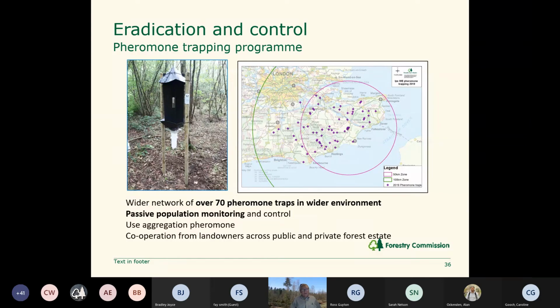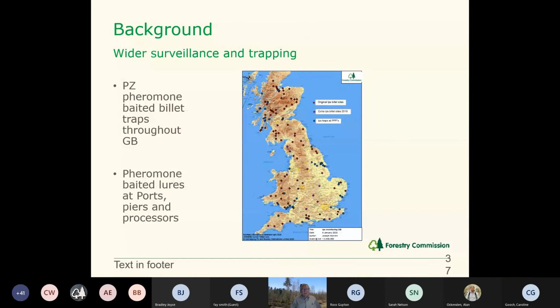The wider network of pheromone traps is indicated here. This is again from a couple of years ago, and there are additional traps supporting this program, both in terms of surveillance and control, which are illustrated here. So all these diamonds show where we have the ongoing forest-based pheromone baited beetle billet piles, which are surveyed annually.